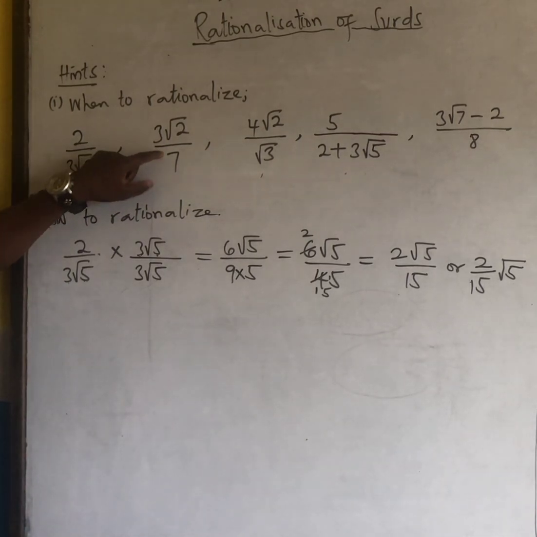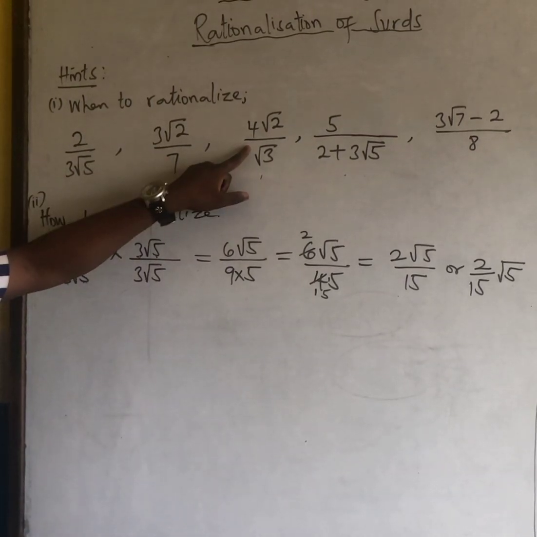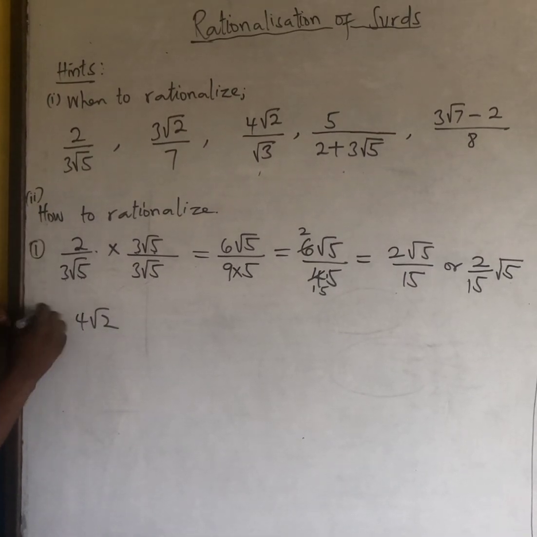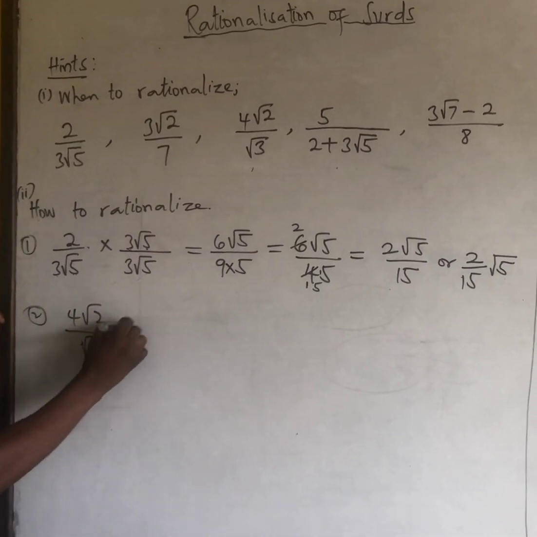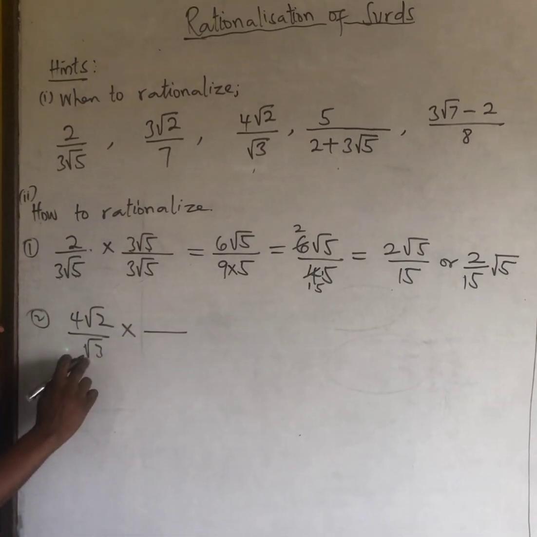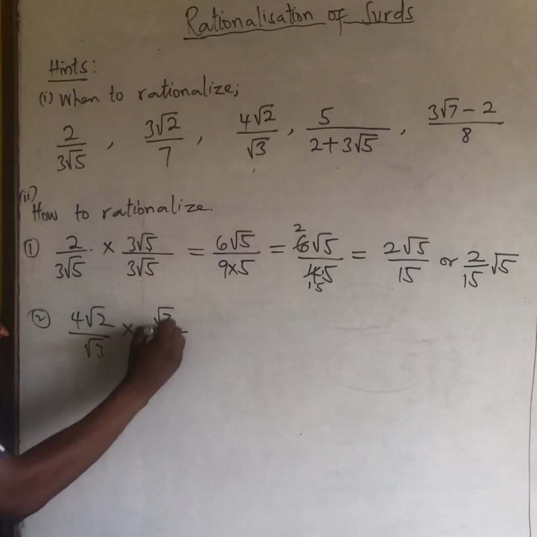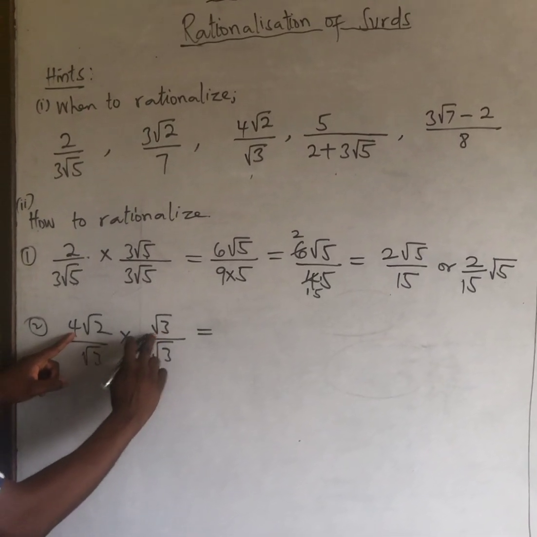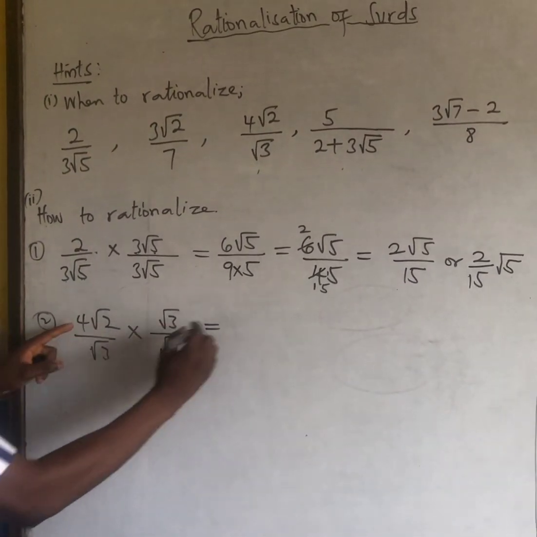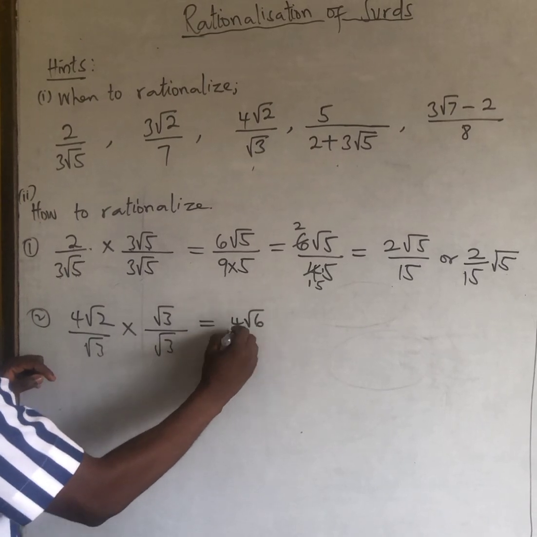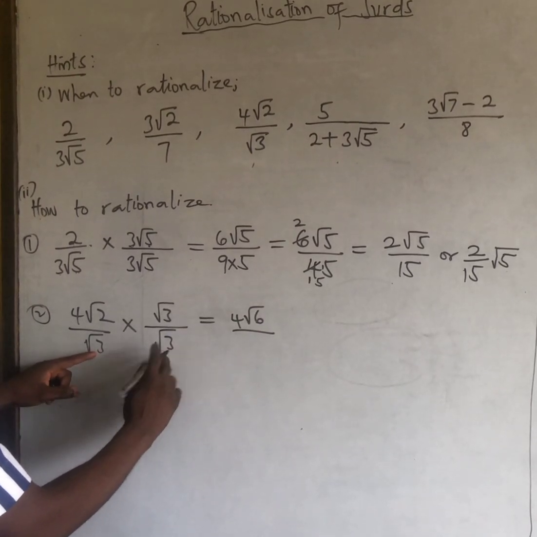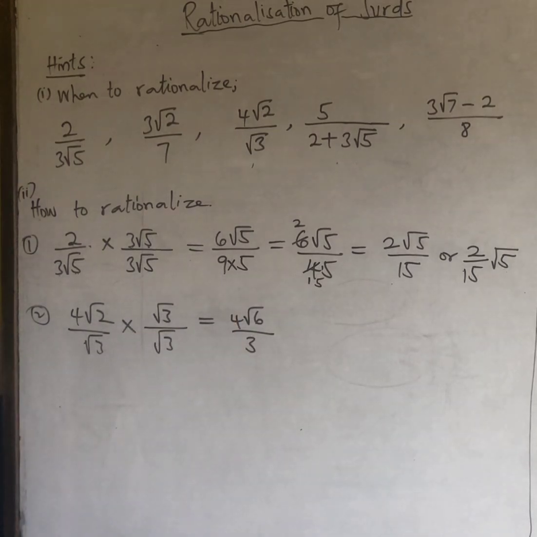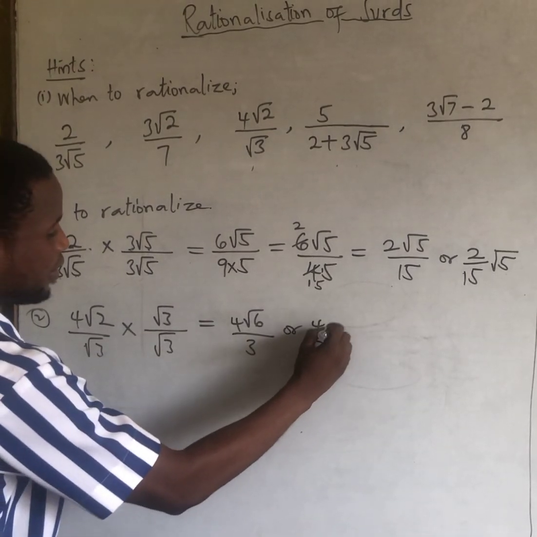Then I cannot rationalize this. I can rationalize this. The same thing. 4 root 2 is number 1, 2 over root 3. I need to create another fraction of this form here. That is root 3 over root 3. Alright? Then I multiply. If you multiply this, 4 will be out, but these ones will multiply each other. That is root 6. That is 4 root 6. So root 3 times root 3 is root 9, and that is 3. So the answer is 4 root 6 over 3. Or you write it as this.